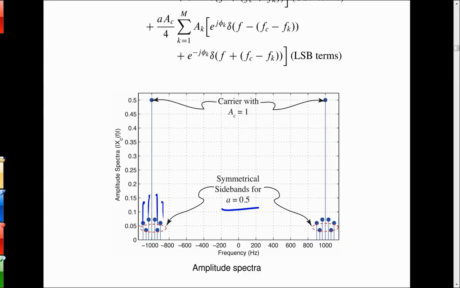So you said you want those sidebands present? Yeah, because that's where the information is. Right. It's just that you have to send all that power in the carrier. And you have to think, why are we doing this again? It's so the simple non-coherent receiver can work, the envelope detector.